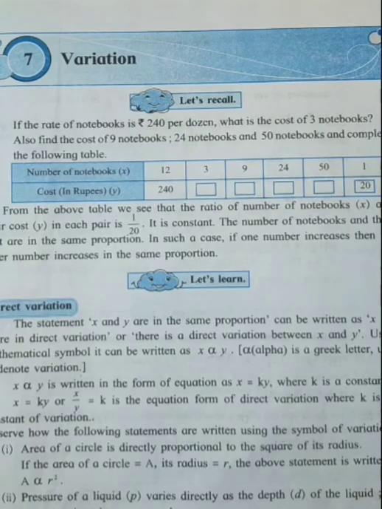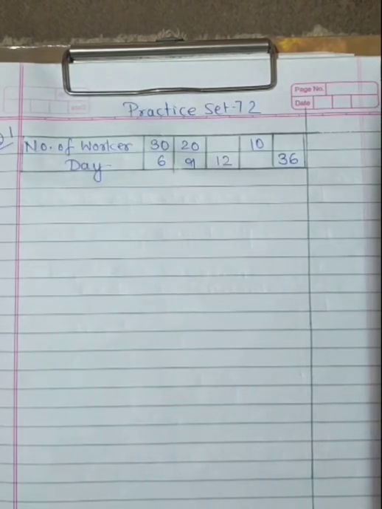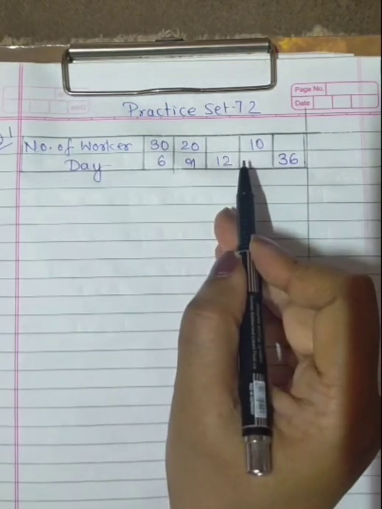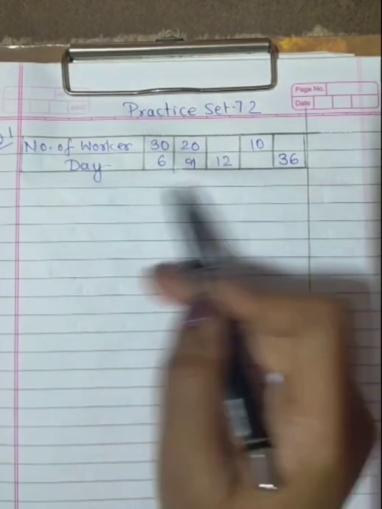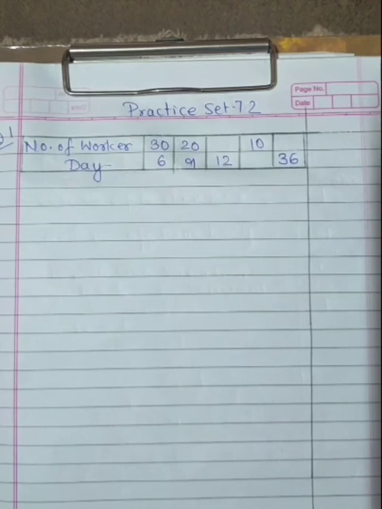7.2. Question number 1 is: the information about the number of workers and the number of days to complete a work is given in the following table. Complete the table. We have to complete this table with the help of variation. So we have to check first whether it is a direct variation or an inverse variation.